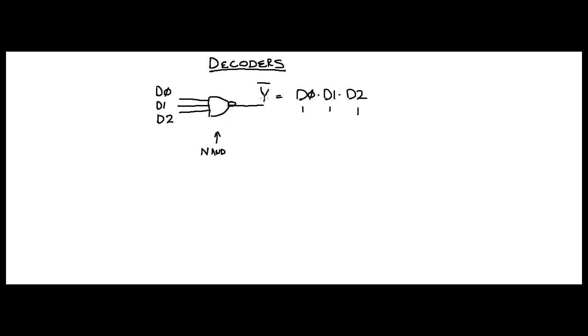Now could we make a variation on that? Well, of course we could. Suppose I asked you this question. Suppose we have an inverter here on D1. So D0 and D2 don't have an inverter on the input, but D1 does. Okay, now let me go back.